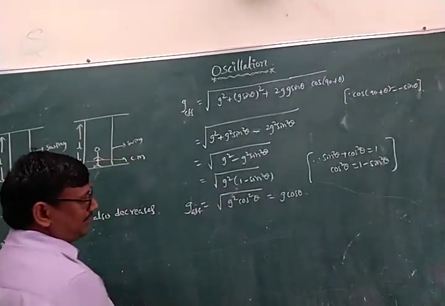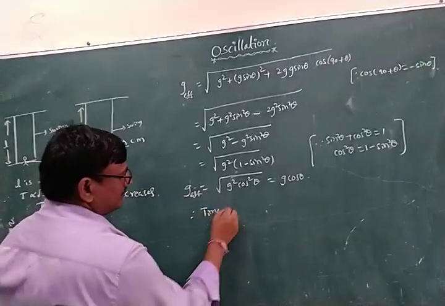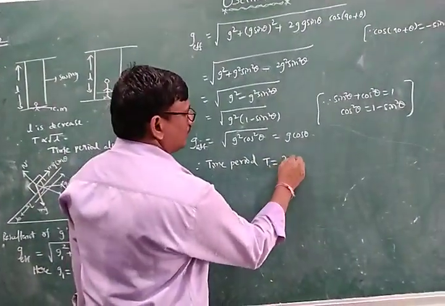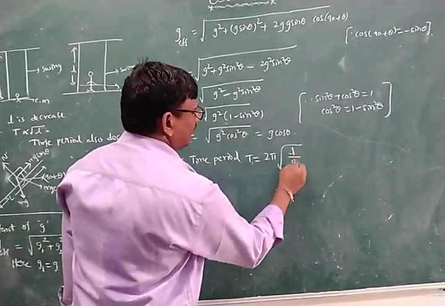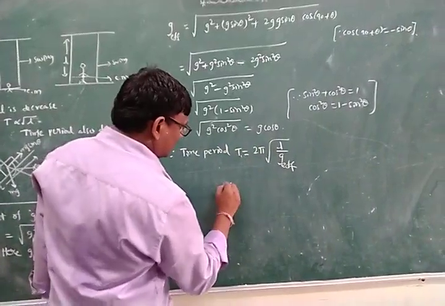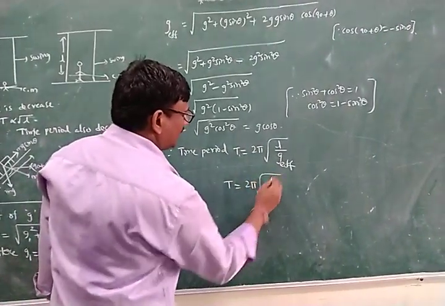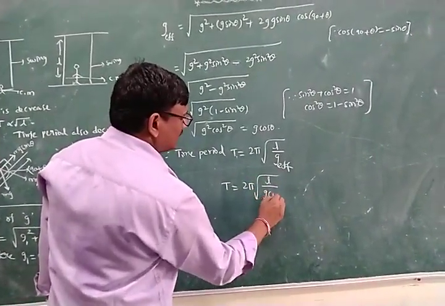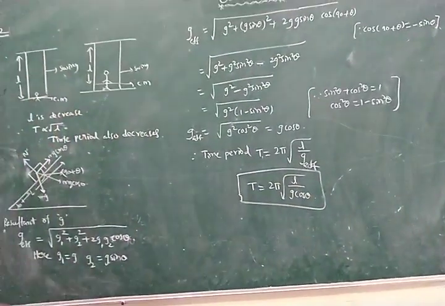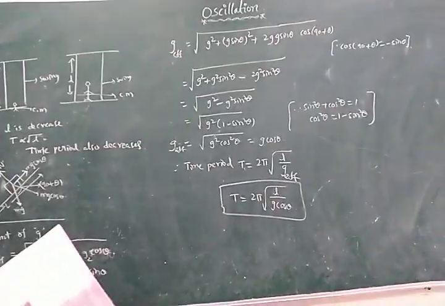Then find the time period. Time period T is equal to 2 pi under root of L by g effective. Now g effective is g cos theta. Substituting, T is equal to 2 pi under root of L by g cos theta. This is the time period of a pendulum in a vehicle on an incline.